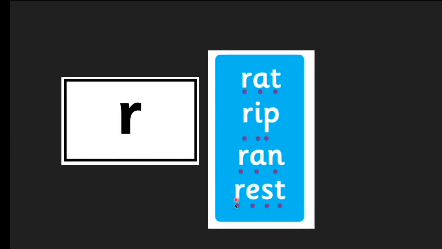Now, let's move on to the next one. Let's try to read the words with this sound. At. Rat. Rat. Rat. Next one. Reap. Reap. Reap. What do we have? Reap. What word is it? Reap. Now let's move on to the next word. Ran. So what do we have here? Ran. Okay.